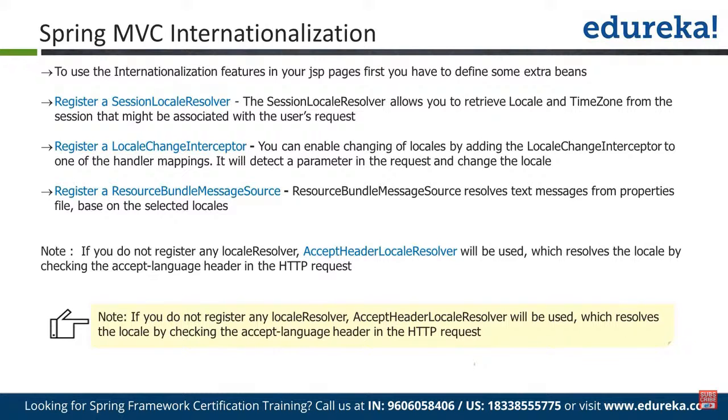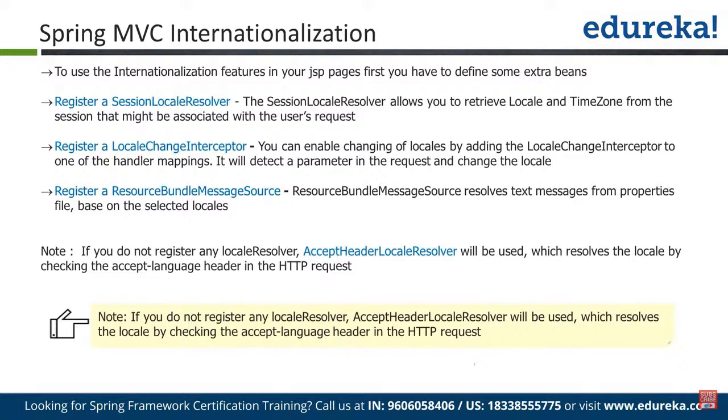Then we need to register a bean in your XML configuration, the Spring bean configuration, locale change interceptor. Using this, you can enable changing of locales by adding the locale change interceptor to one of the handler mappings. It will detect a parameter in the request and change the locale. So when your request is coming, the locale change interceptor retrieves the locale, which means language and country, from the request header, and on the basis of that parameter, you can simply change the entire language for your application.